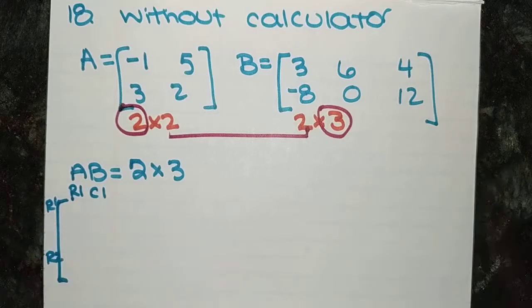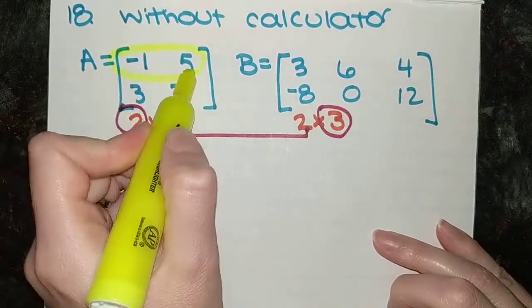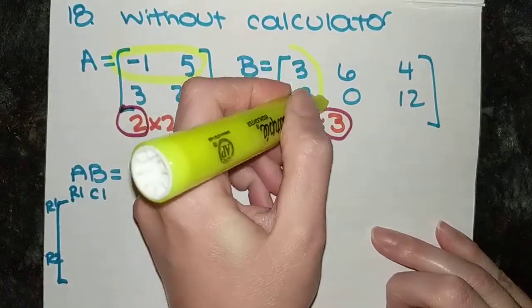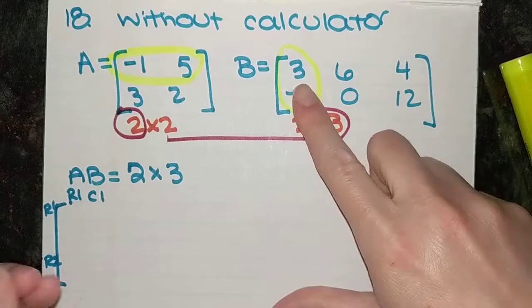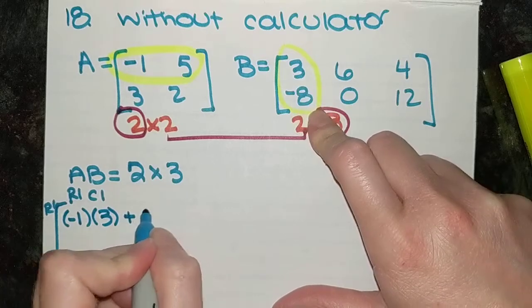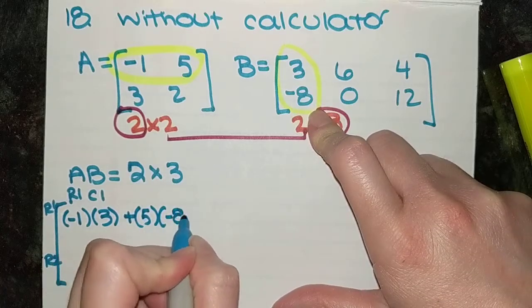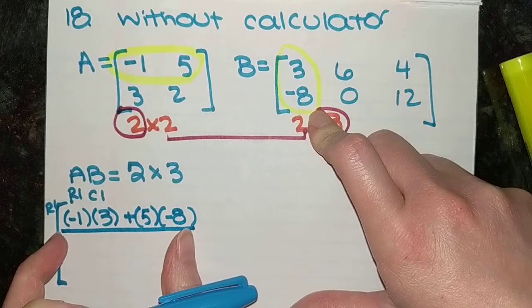multiply those two together. So specifically, I'm taking -1 and 5, that row 1, and multiplying it by column 1. So I would have here -1 times 3 plus, and then 5 times -8. And I would make that multiplication happen. That's my row 1, column 1.